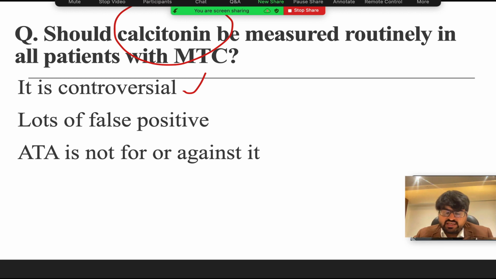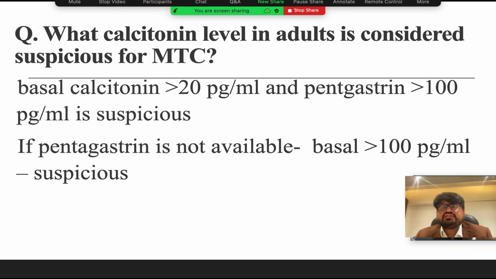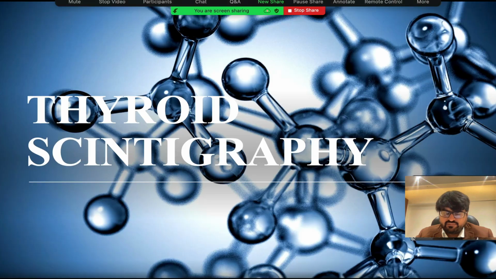However, always remember that calcitonin can have a lot of false positives, and sometimes in certain cases you might have to do a pentagastrin or a calcium stimulation test. We generally don't do it in routine practice because most of the time we subject this patient to surgery whenever you have any suspicion. But this is something you can consider doing if you have these facilities available.